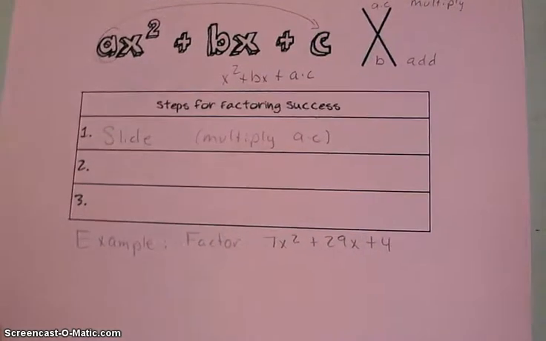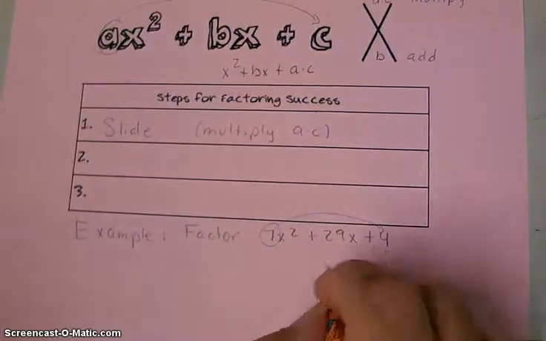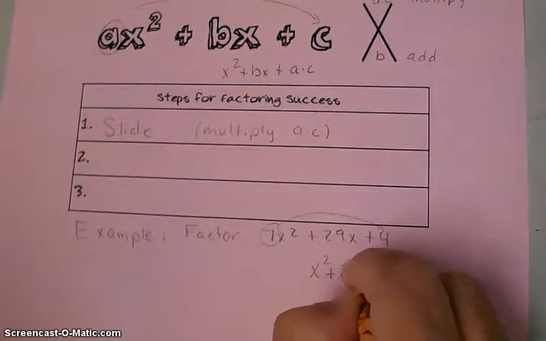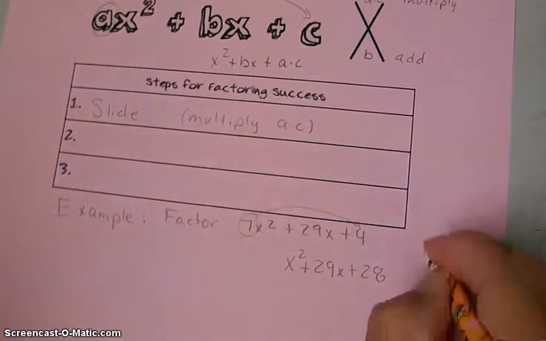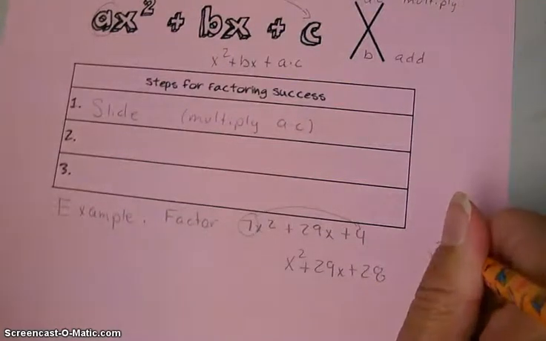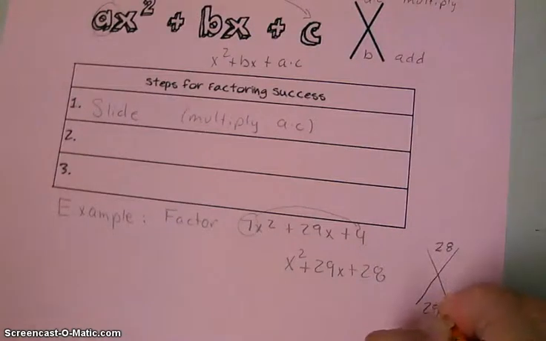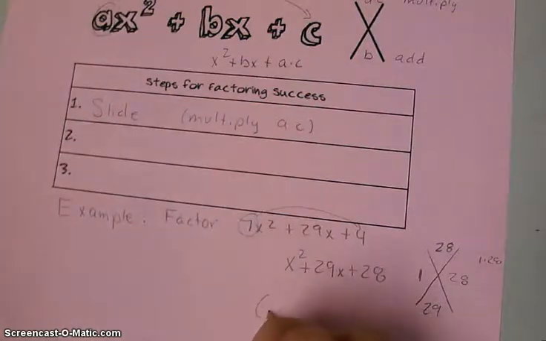Alright, so let's work an example as we go through this. Our first step is to slide this 7 down to the 4 and multiply it. So 7 times 4 is 28, so I'm going to wind up with x squared plus 29x plus 28. Then we're going to use our x puzzle like we did in the original problem when A was 1. We're going to put A times C here and what adds to B here, and then we're going to solve this puzzle. Right away I see that the factors of 28 that multiply to give me 28 but add to be 29 are just 1 times 28. So I'm going to put a 1 here and a 28 here, and I'm going to write my factors as x plus 1 times x plus 28.